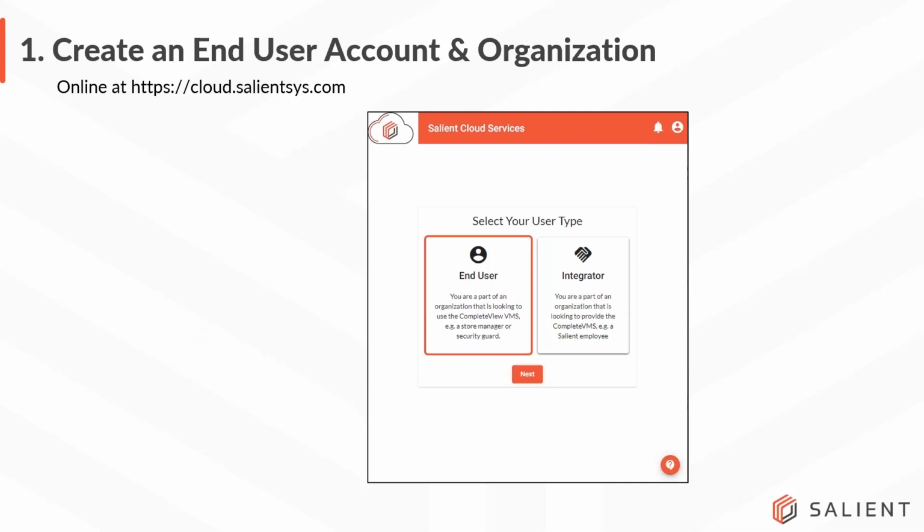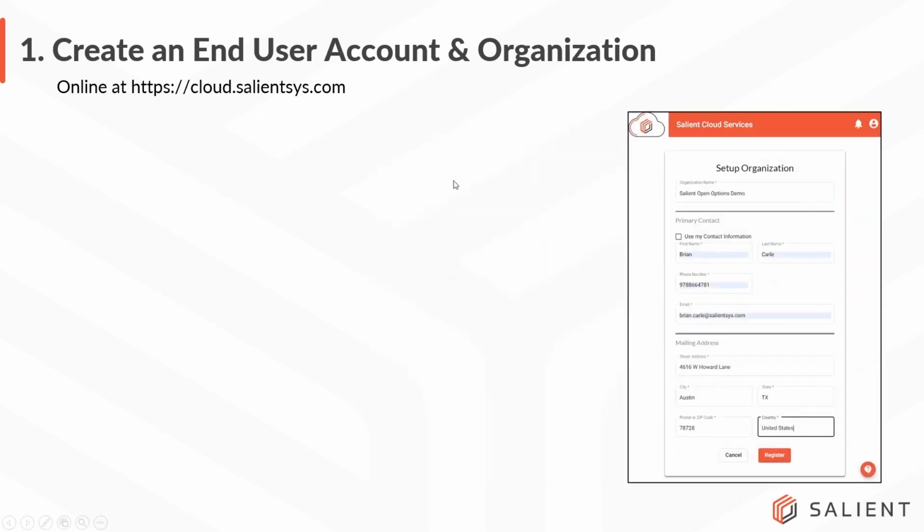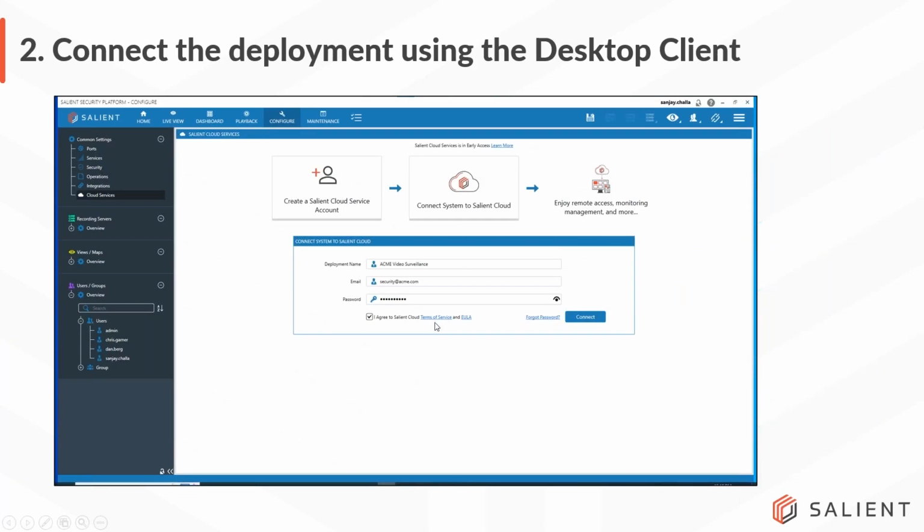If you select integrator, the workflow kind of ends right there, and someone from Salient support will reach out and do the right assessment to make sure that, yes, in fact, you're an integrator, and that we can set you up correctly. If you're an end user, you get to continue happily on in this workflow. So you press end user and you provide a little bit of information about the organization that you have. So the name of your organization, primary contact, mailing address. That's it, you're done.